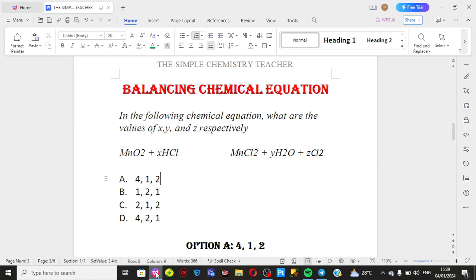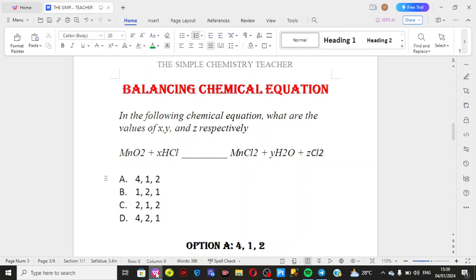Now let's look at this question. Balancing chemical equation. In the following chemical equation, what are the values of x, y, and z? You see that this question, I'm bringing it from different angles. The last time we looked at a situation whereby we were given the word equations. The compounds were written in words, and we had to translate it to the formula before we now start balancing it. So in this one, the formula, everything has been given to us in a formula form. So we just have to put the necessary numbers. We need to balance it.